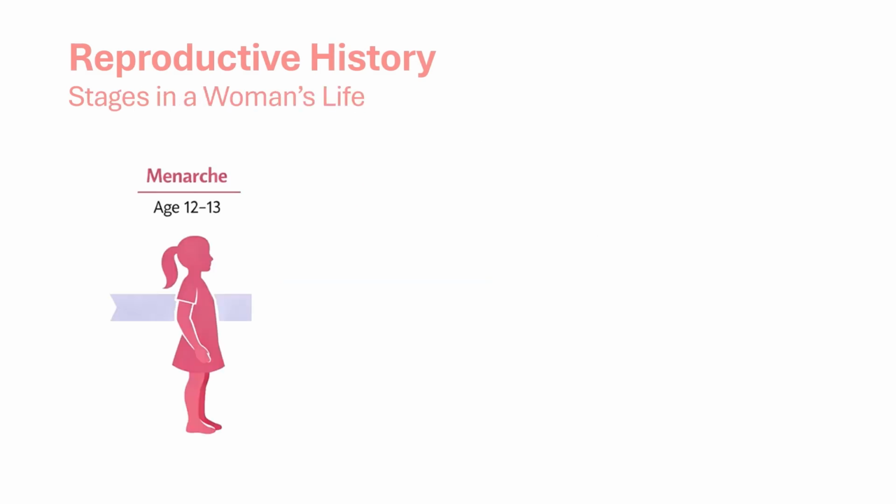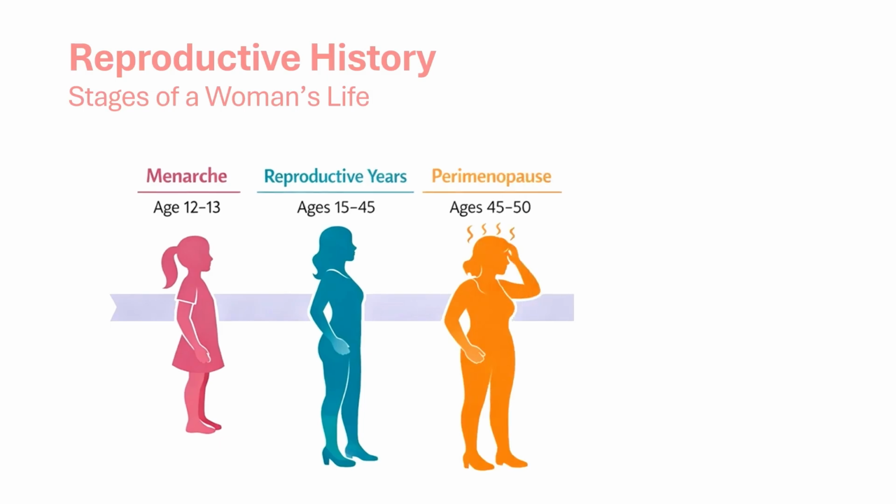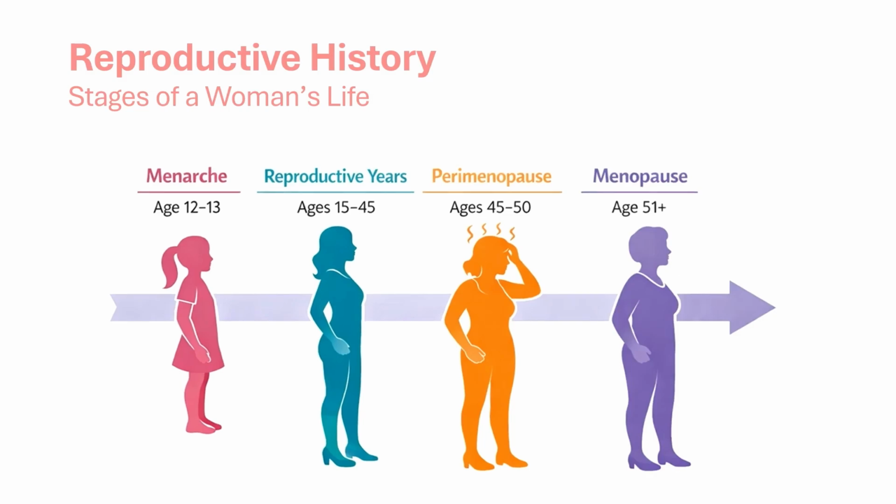Stages of a woman's life. First, menstruation begins with menarche. Then comes the reproductive period, during which fertility continues. During perimenopause, hormones become irregular and a transition phase occurs. Finally, with menopause, menstruation completely ends.